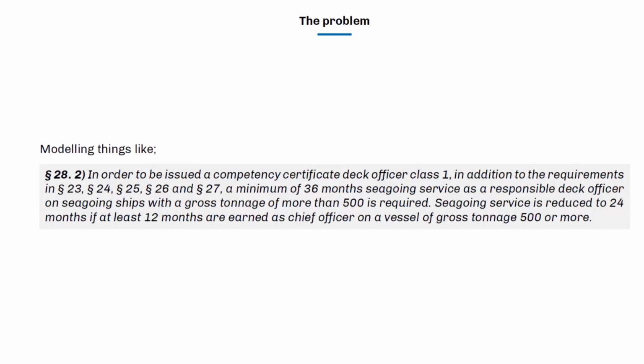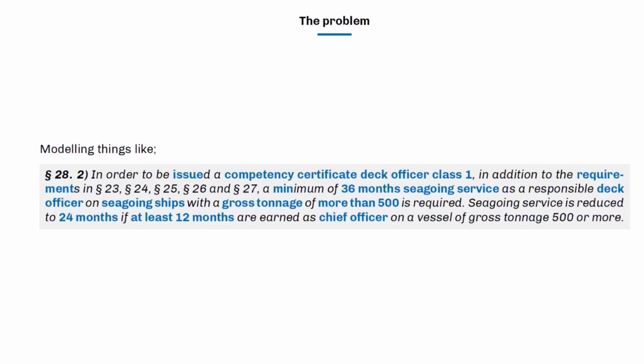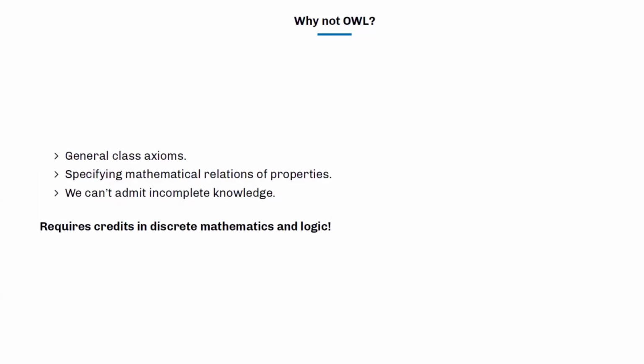So yeah, I won't bother to read all this, but the point here is that there is a lot of information to be modeled, and there is a lot of cross references to other places in the regulation that also need to be covered. And you could have alternatives like seagoing service is reduced to 24 months if at least 12 months are earned as another position on a vessel of gross tonnage of 500 or more.